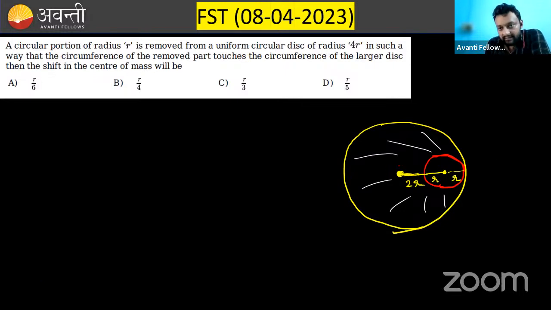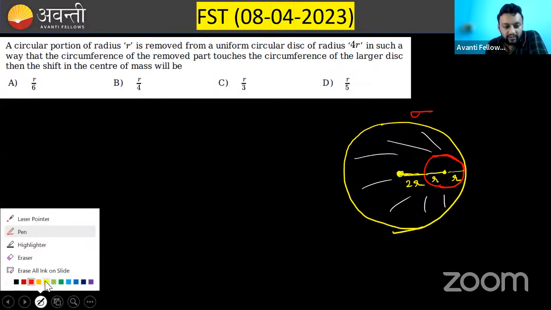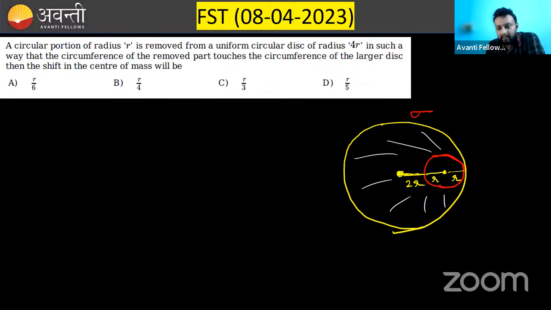Let's suppose this disk has a uniform mass density of sigma. And this portion is actually empty. There is nothing in this portion. Now what I am trying to do, I will put two masses inside this. Now this is actually a hypothetical thing, which is not possible. But what I am doing, I am placing two masses. One is positive mass, one is negative mass.